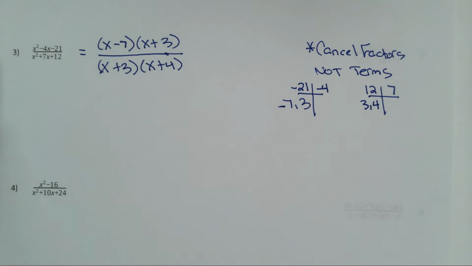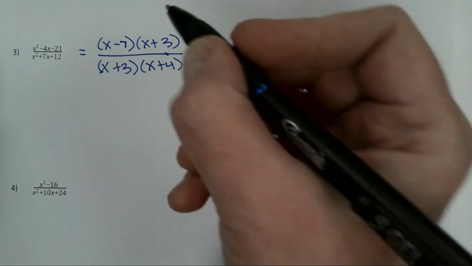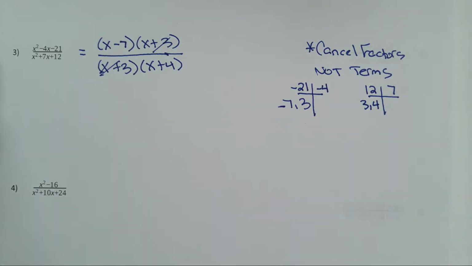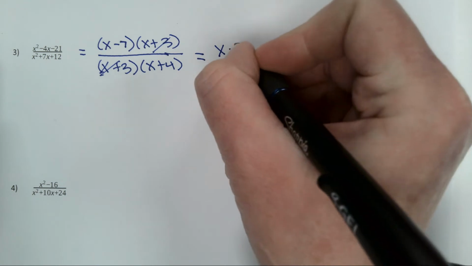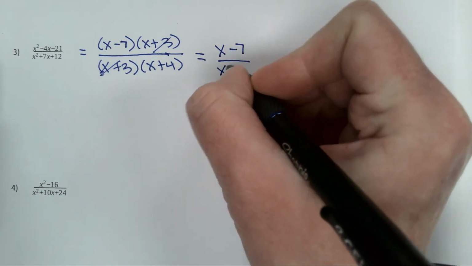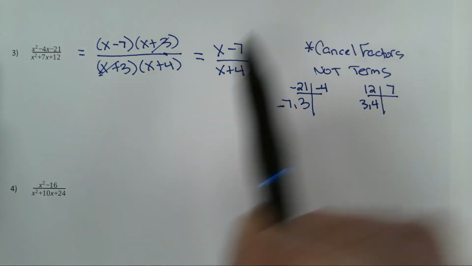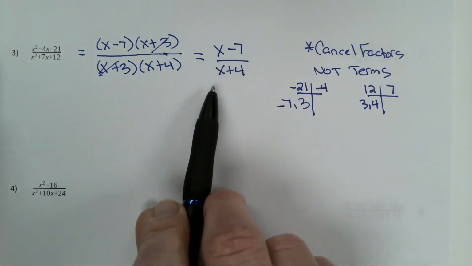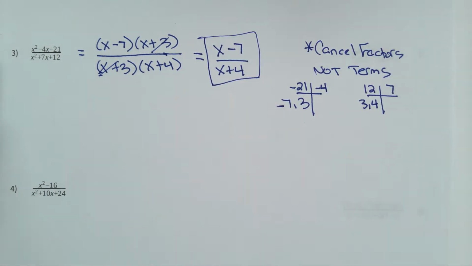These are factors. So if you have a like factor on top and bottom, they can cancel each other out. So I'm going to cancel my x plus 3's, and then my good final answer is x minus 7 divided by x plus 4. Once again, these are terms. You are absolutely not going to cancel out those x's. All done, moving on.